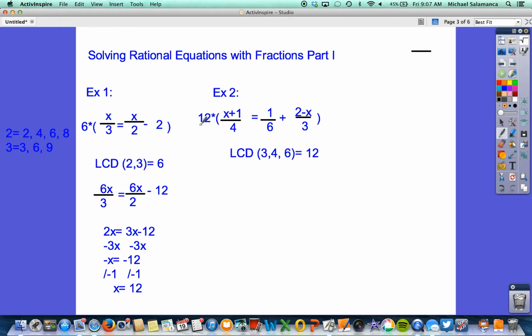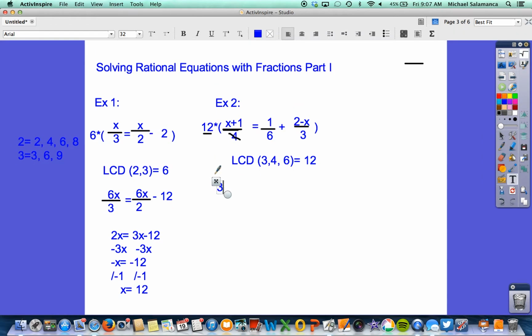When we multiply 12 by the first expression, x plus 1 all divided by 4, we know that 12 divided by 4 cancels out. What we're really doing when we cancel out 12 divided by 4 is we're left over with a 3. So this is going to turn out to be 3 times the quantity x plus 1. Notice we merely simplified it.